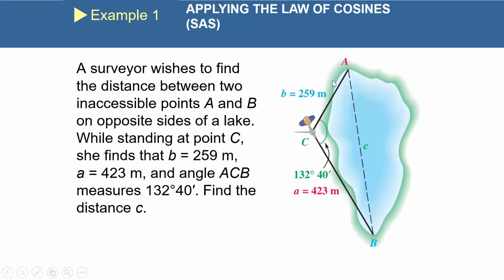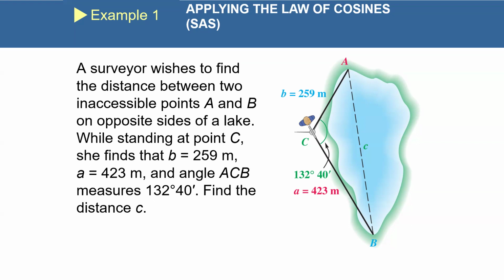So your triangle is this obtuse triangle like this. You have A, C, B. We know that B is 259, and we know that A is 423. That's the distance, not the degree. We've got to find the distance. It wants to know across the water, how far are A and B? Does that make sense? All right, so looking at your three variations of cosine, which one are we going to use?